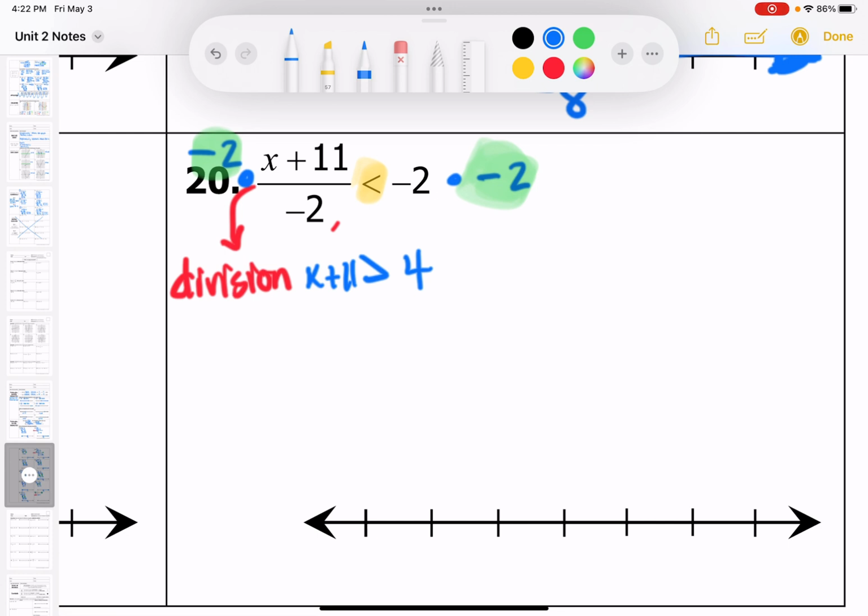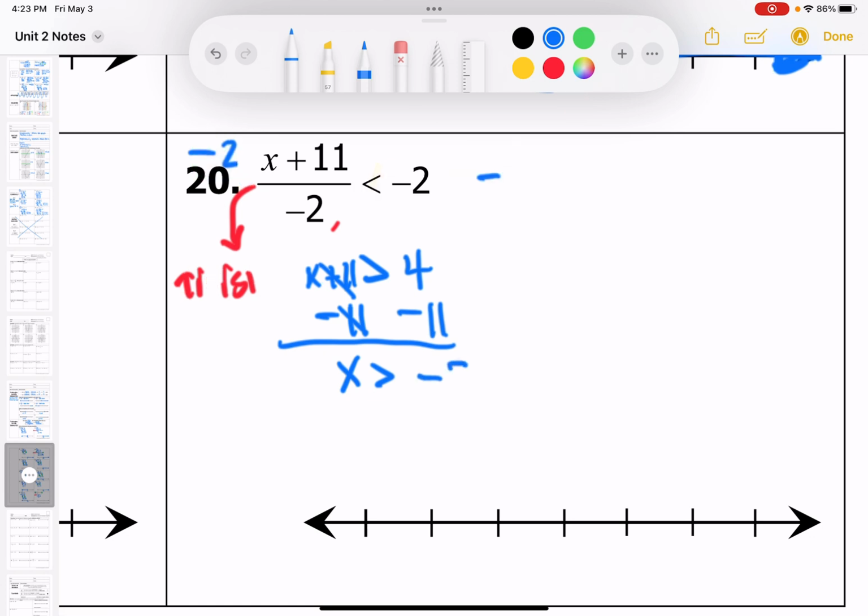And then I'm going to get x by itself. I'm going to subtract 11 from both sides. So x > -7. So I'm going to put negative 7 in the middle of my number line. I'm going to use an open circle. And then since it's greater than, I'm going to shade to the right.